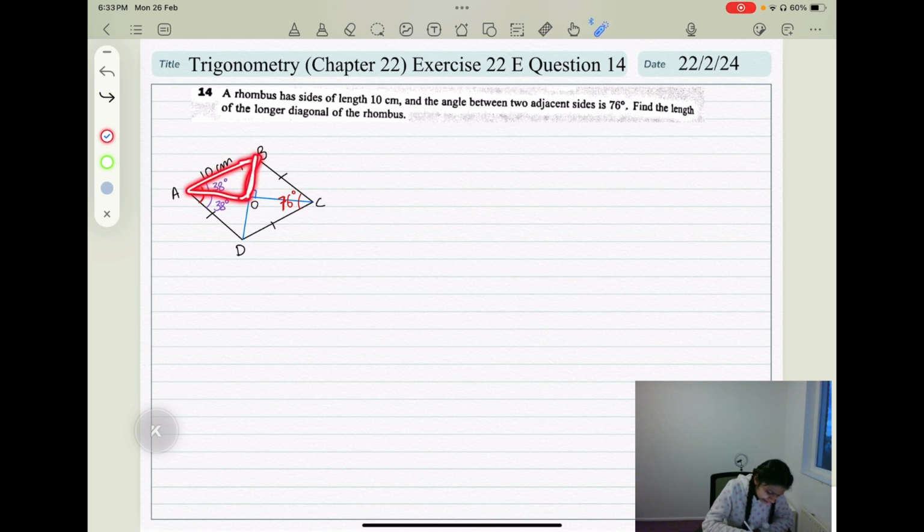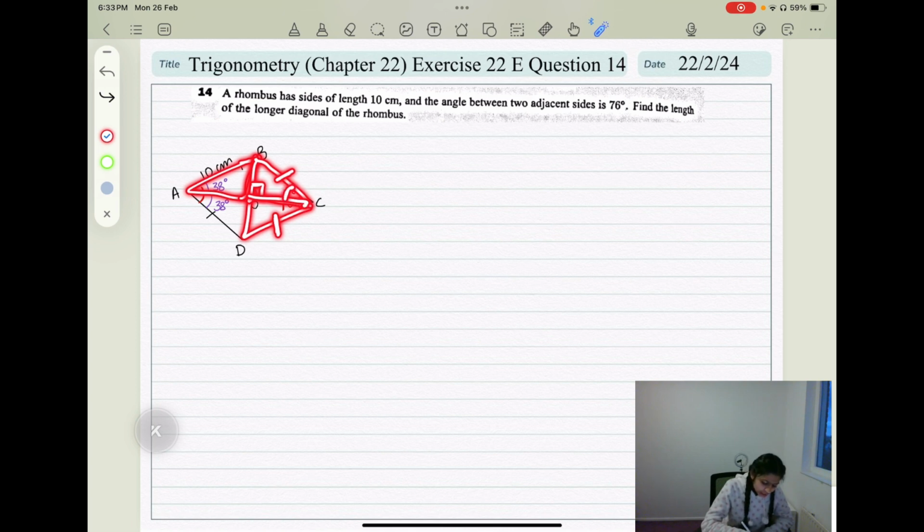If I consider this triangle, this is the altitude, because the diagonals bisect each other in a rhombus at 90 degrees. That is, they divide each other at 90 degree angles. They're perpendicular to each other. And this is equal to this side because they're all 10 centimeters. So this is the altitude of this isosceles triangle.